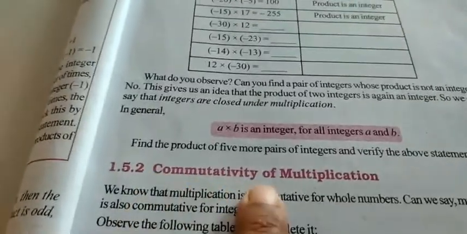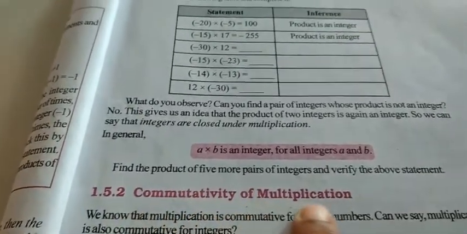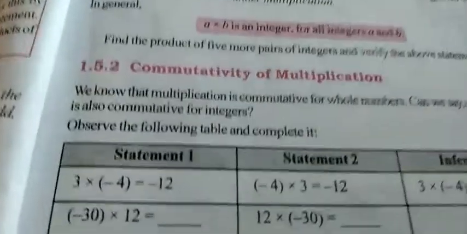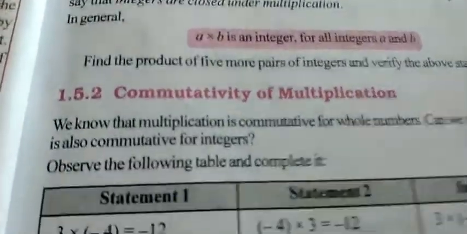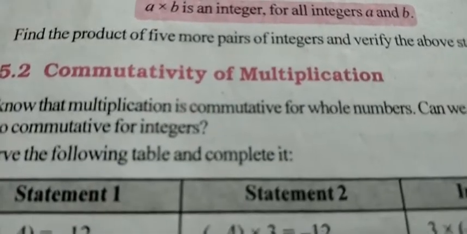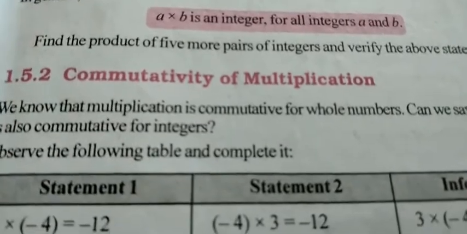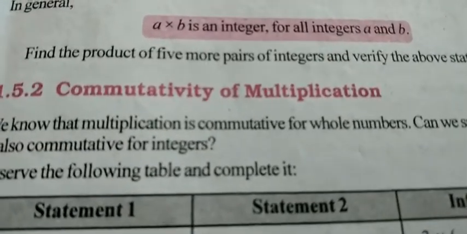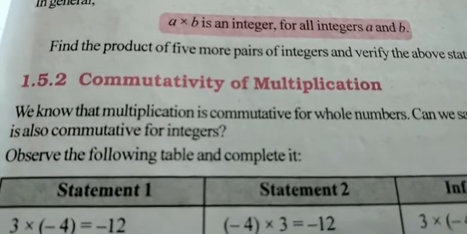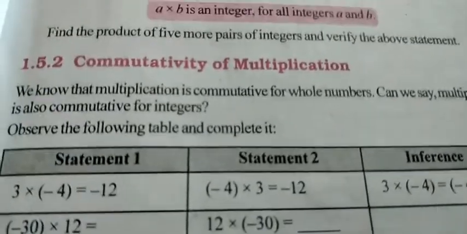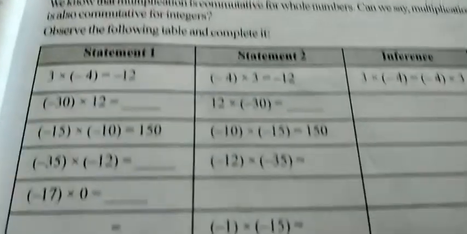Now we move on to the next property, commutative property or commutativity of multiplication. As we have already studied for whole numbers and natural numbers, when any two whole numbers are added in any order, the answer remains the same. For natural numbers also, when any two natural numbers are added, the answer remains the same. Same thing goes with integers also. Let's see how it goes.